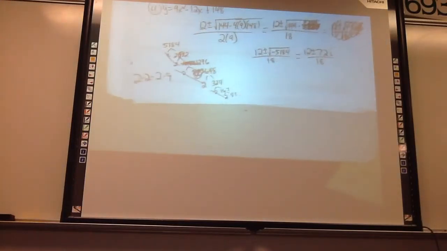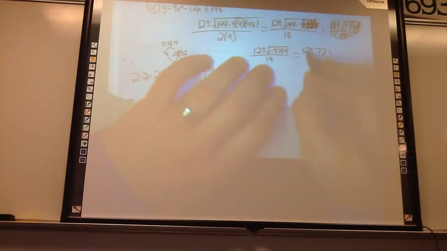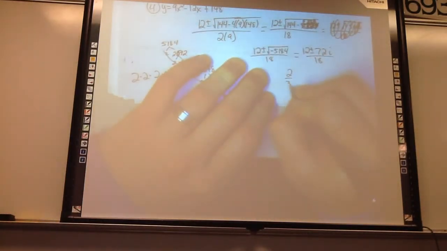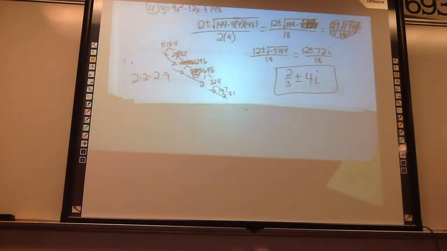It's not always like that, but that's the first thing you should check. And then divide those both by 18. 12 divided by 18 is 2 thirds. Wait, what's 72 over 18? The square root of 5,184. I did it wrong. There's the final answer. A lot easier with the calculator. Is that your final answer? Yeah. That's the final answer. Is that correct? Yeah. Pretty sure. That's it.